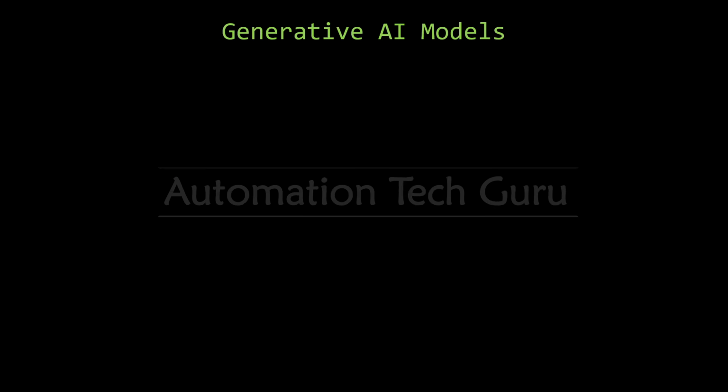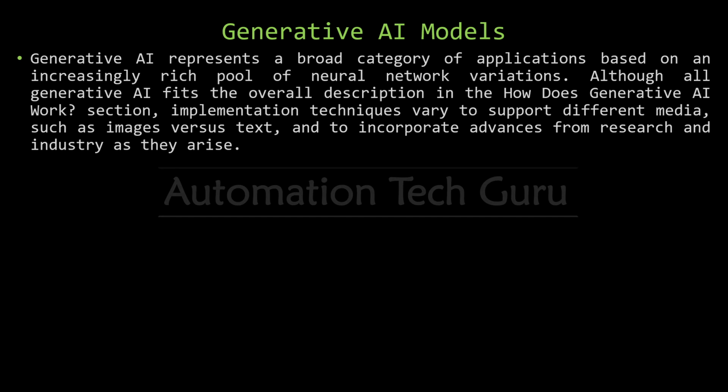Generative AI models. Generative AI represents a broad category of applications based on an increasingly rich pool of neural network variations. Although all generative AI fits the overall description in the how generative AI works section, implementation techniques vary to support different media, such as image versus text, and to incorporate advances from research and industry as they arise.